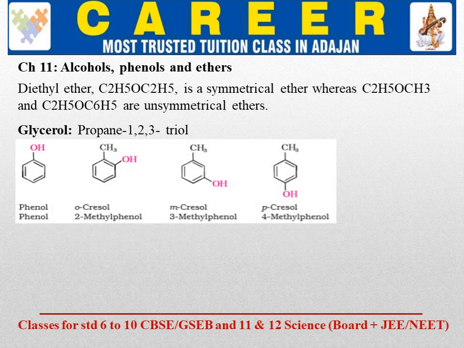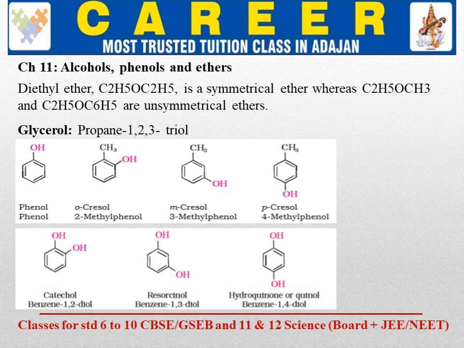Taking the example of phenol, 2-methylphenol is called ortho-cresol, 3-methylphenol is meta-cresol, and 4-methylphenol is para-cresol. Likewise, benzene-1,2-diol is catechol, benzene-1,3-diol is resorcinol, and benzene-1,4-diol is hydroquinone. Please prepare the common name and IUPAC name of these compounds very carefully.